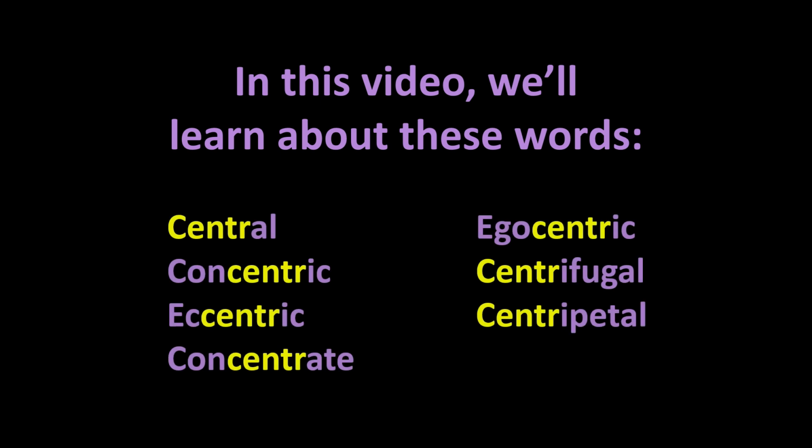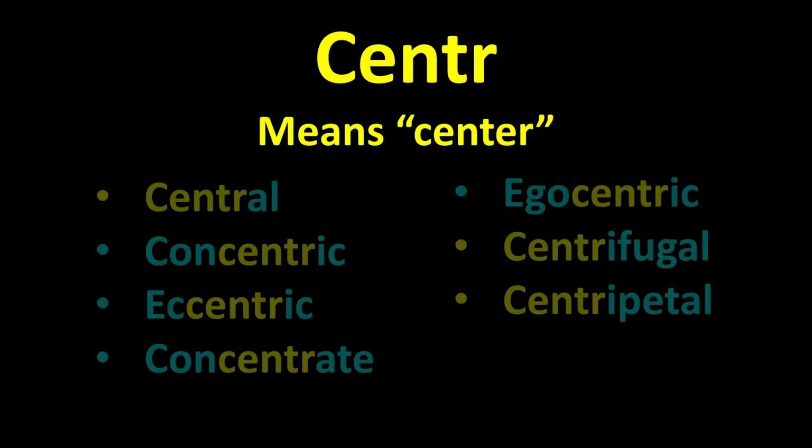In this video, we'll learn the definition of these words. We'll do that by focusing on the meaning of the word parts, which make up each word. The word root centr means center. The word central is made of the word root center and a word forming suffix -al. This word describes something that's towards the center.